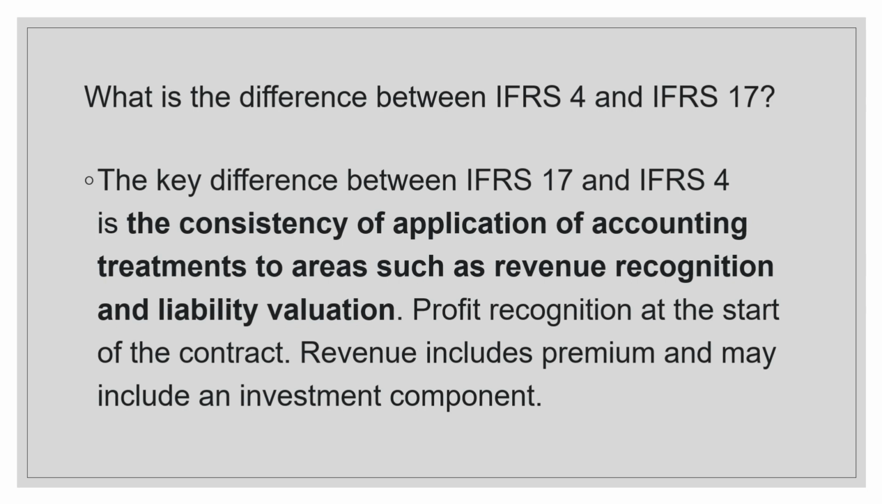What is the difference between IFRS 4 and IFRS 17? The key difference between IFRS 17 and IFRS 4 is the consistency of application of accounting treatments to areas such as revenue recognition and liability valuation. Profit recognition at the start of the contract. Revenue includes premium and may include an investment component.